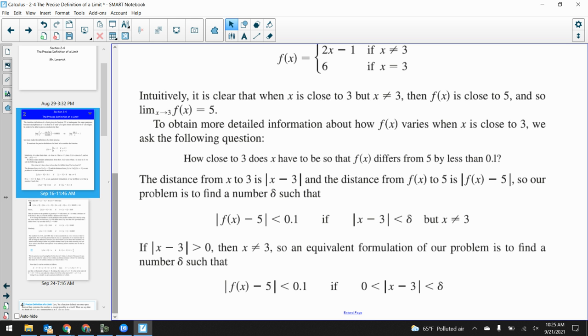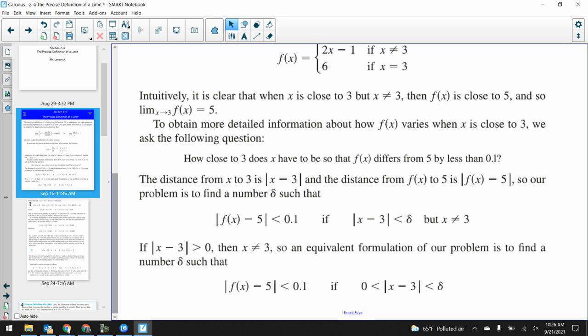Right? The distance from x to 3 is notated by this absolute value of x minus 3. Because isn't distance absolute value? That's our definition of absolute value, right? Distance from 0. So I can really show distance by using absolute value. Okay, well, maybe it's a better way to call this the difference from 3, right? I'm talking about the difference away from 3.